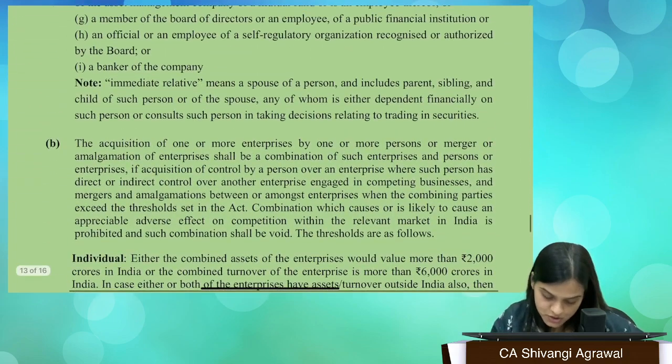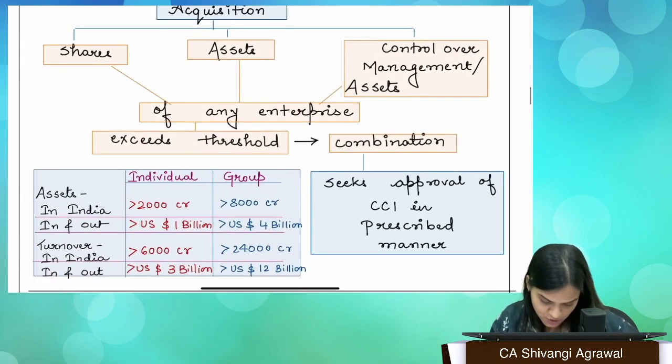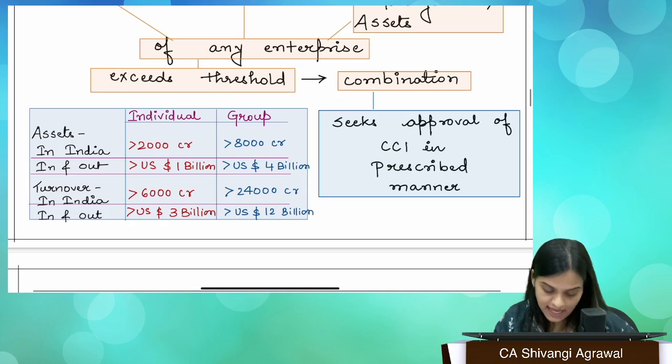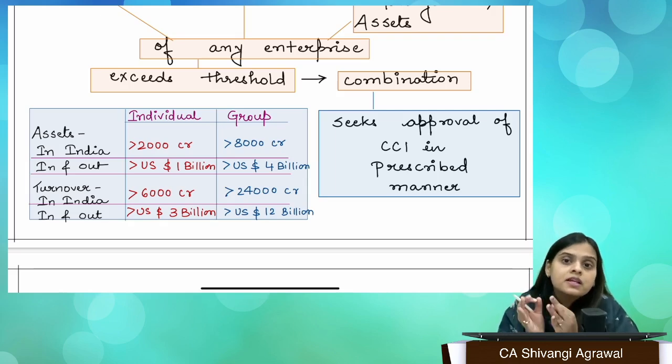Okay, so what is combination? Let me show you that also very briefly. Here we have, if there is a company which is acquiring shares, assets or control of any enterprise, and post acquisition together your assets or turnover exceed a particular threshold, then that results in combination.